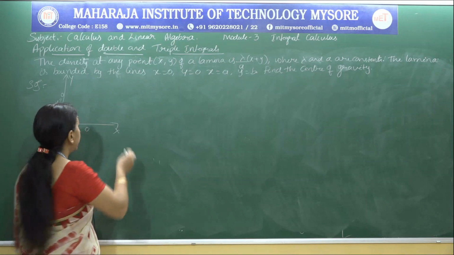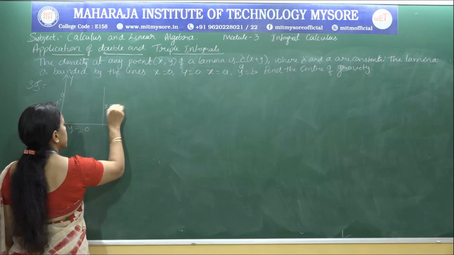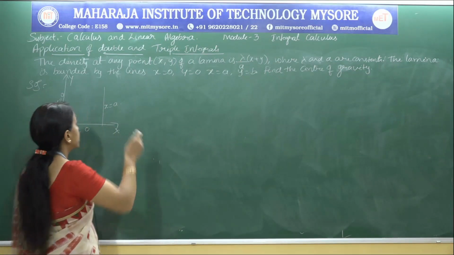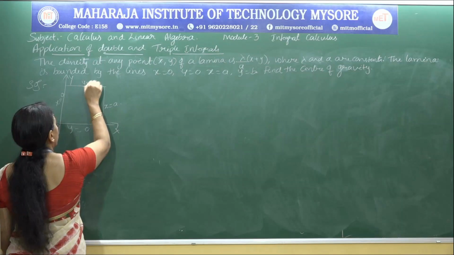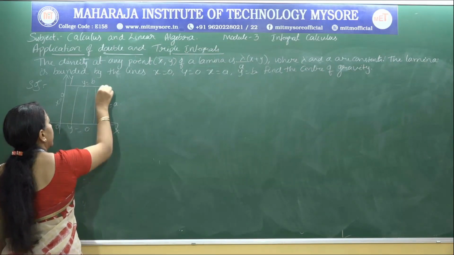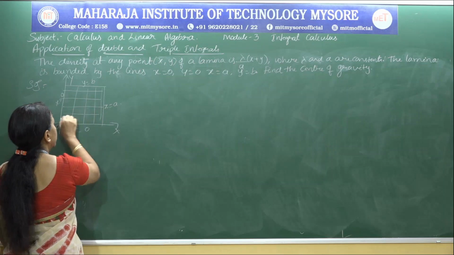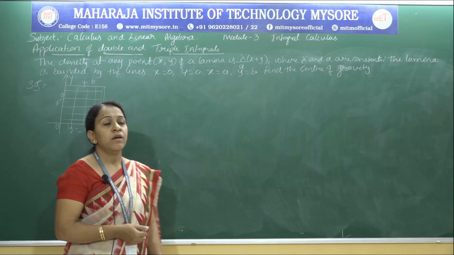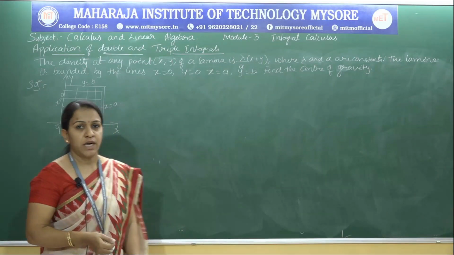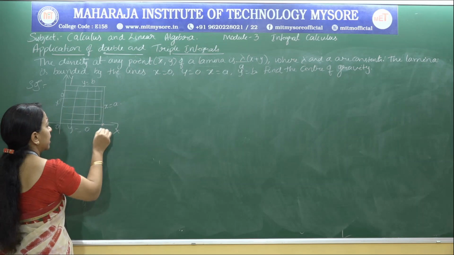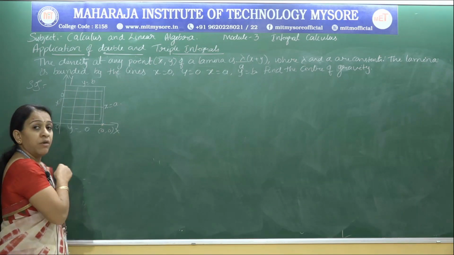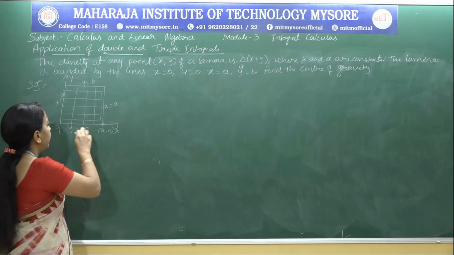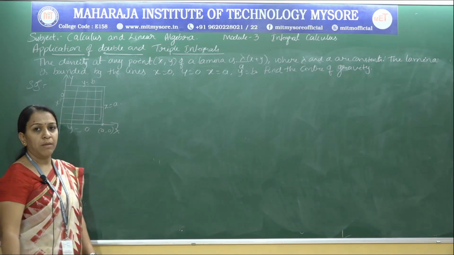X equal to a is a line parallel to the y axis, and y equal to b is the line parallel to the x axis. So this is our line y equal to b. So this is the required region, or the area where we should find the center of gravity. Okay, so we should get the limit of x. From the figure we can say that this is the point (a, 0). From the figure we can say x varies from 0 to a and y varies from 0 to b.